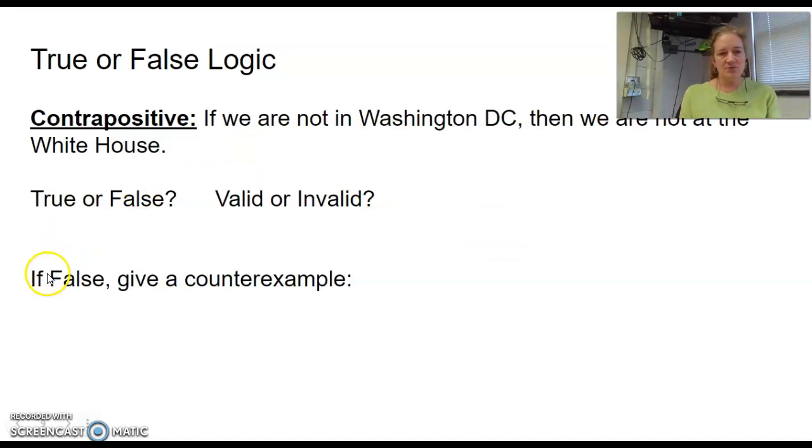Let's see, is that true? Yeah, if we're not in Washington, D.C., we couldn't possibly be at the White House. So that is valid, right? If we're in St. Louis, we cannot be at the White House, right? If we're in New York, we cannot be at the White House. There's no argument to make this false. This is a true statement. Oh, so I just proved it. Conditional is true, contrapositive is true. Okay.